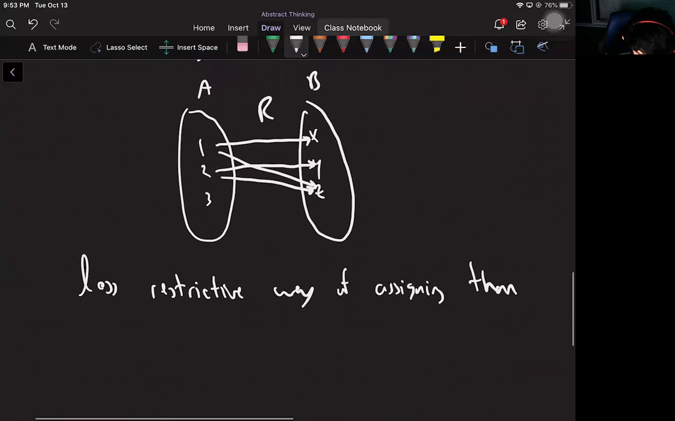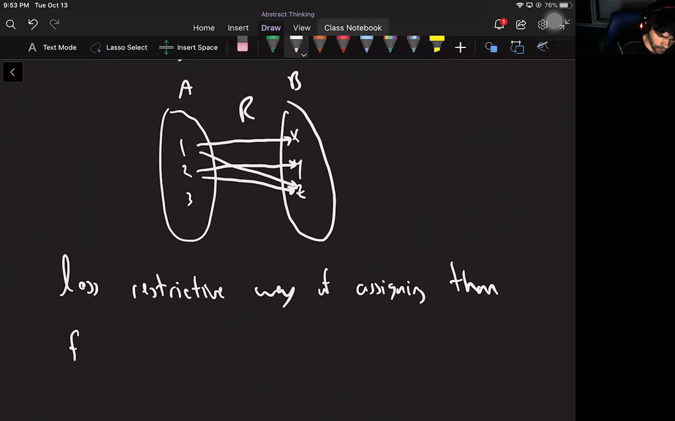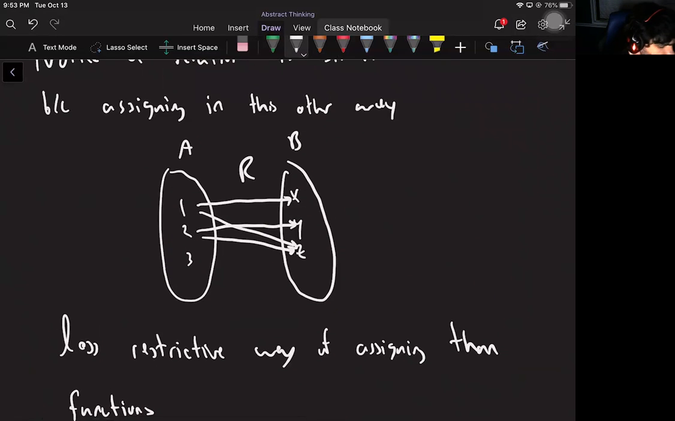Functions are lame. They got all these rules. But relations, you do whatever you want. Make whatever relationships you want. Functions are mean. Relations are cool.